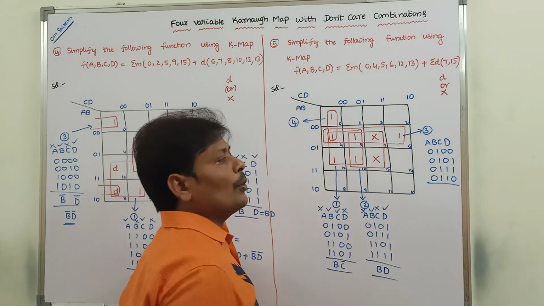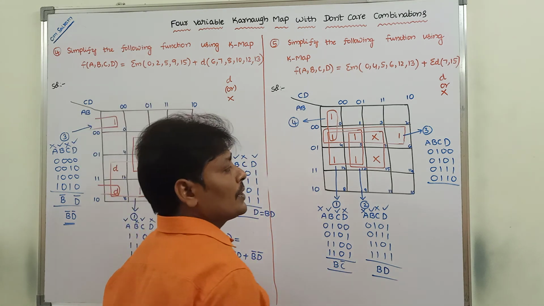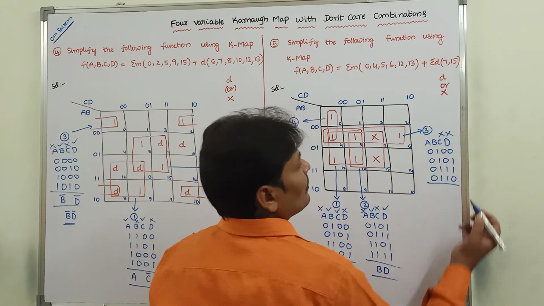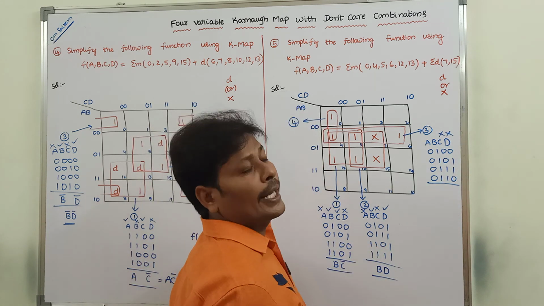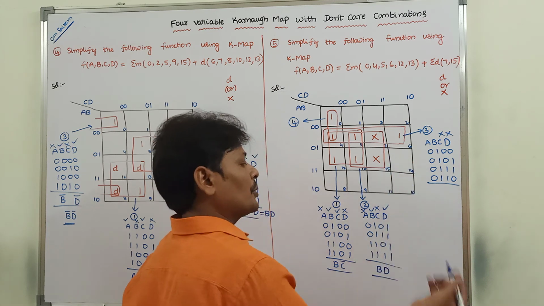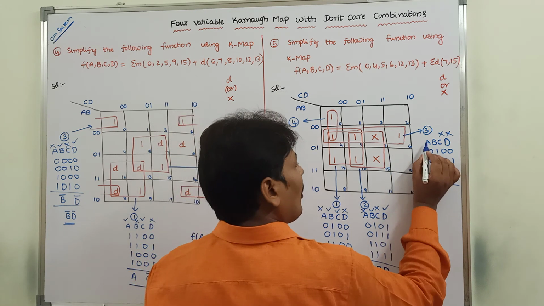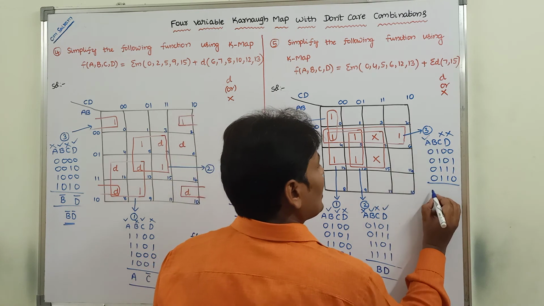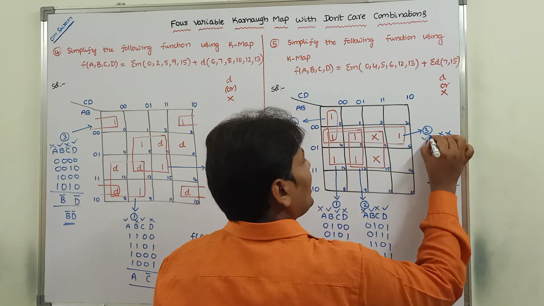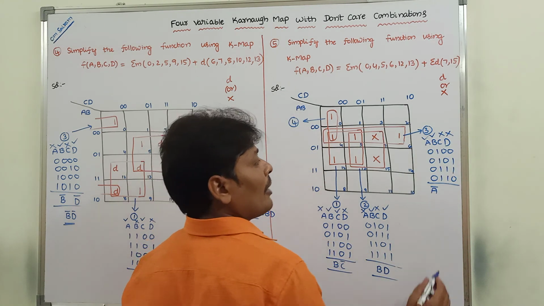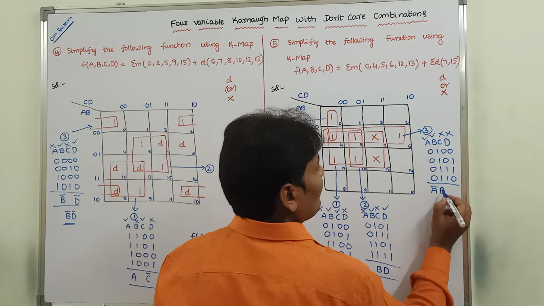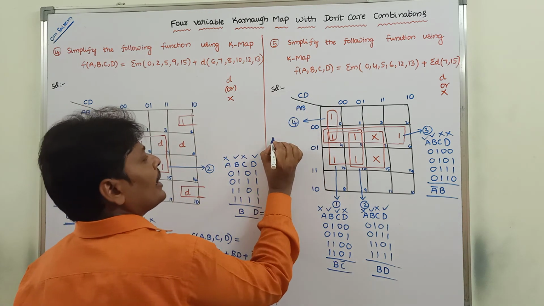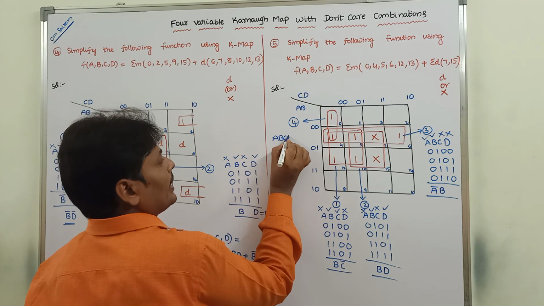Okay. Any column contains a combination of zeros and ones, we have to ignore that column. C column contains a combination of zeros and ones. D column contains a combination of zeros and ones, we have to ignore that column. A column contains only zeros, we have to consider that column. In that column A value 0 means A bar. B column contains only ones, we have to consider that column. In that column B value 1 means B. Okay. Next one. For this pair, what is the expression we are getting?